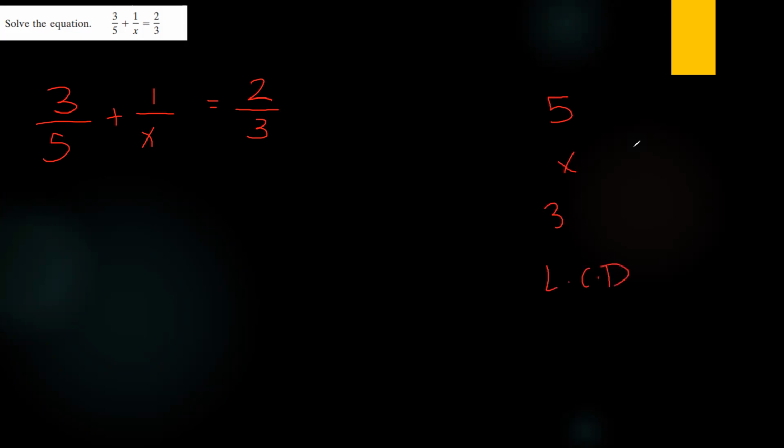Now here, you need to solve the equation. When you need to solve the equation, like 3 over 5 plus 1 over x equals 2 over 3, you have to write the three denominators here, 5, x and 3, and then find the least common denominator. If you have common, take one of them, and then uncommon, bring them. So here we don't have any common, so we take the non-common numbers as 15x.